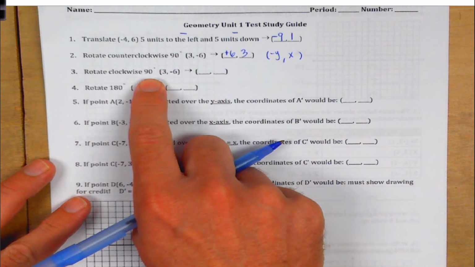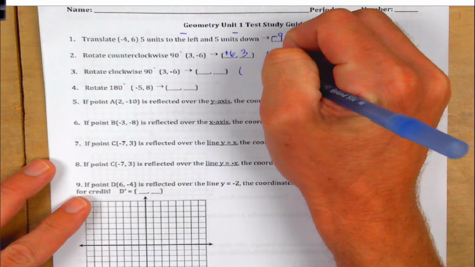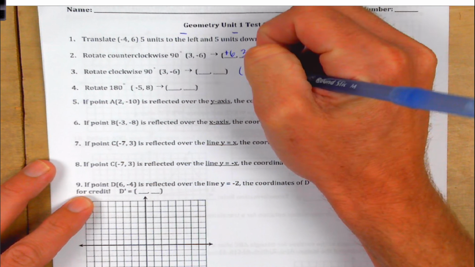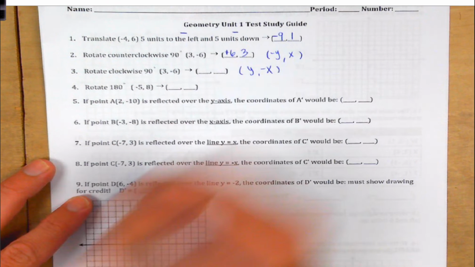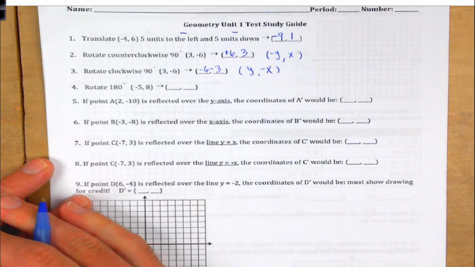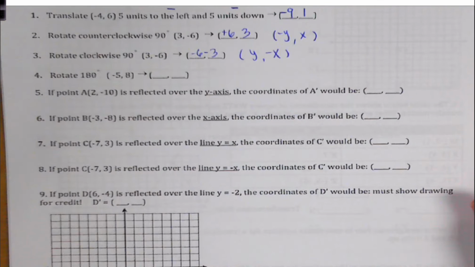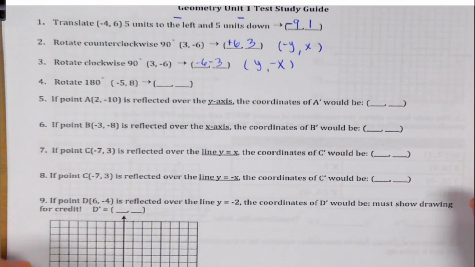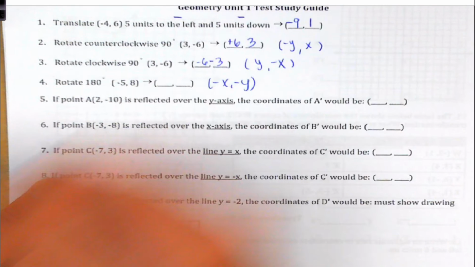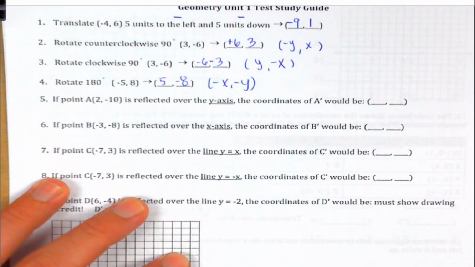Rotate clockwise 90. So this rule for clockwise 90, again, these are the ones you want to study. So again, we're going to switch them, (-6, 3), but the back one's going to become negative, so it's (-6, -3). I'll zoom in a little bit. Okay. Rotate 180. That rule is just to change the signs, so we don't change position, so that's (5, -8).